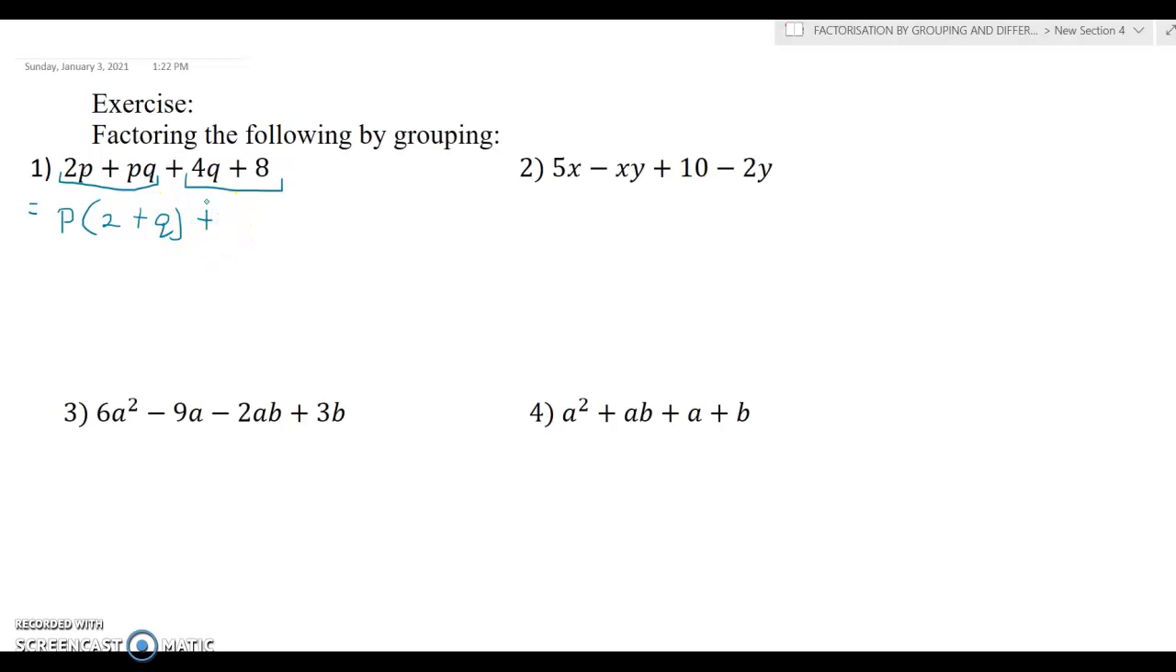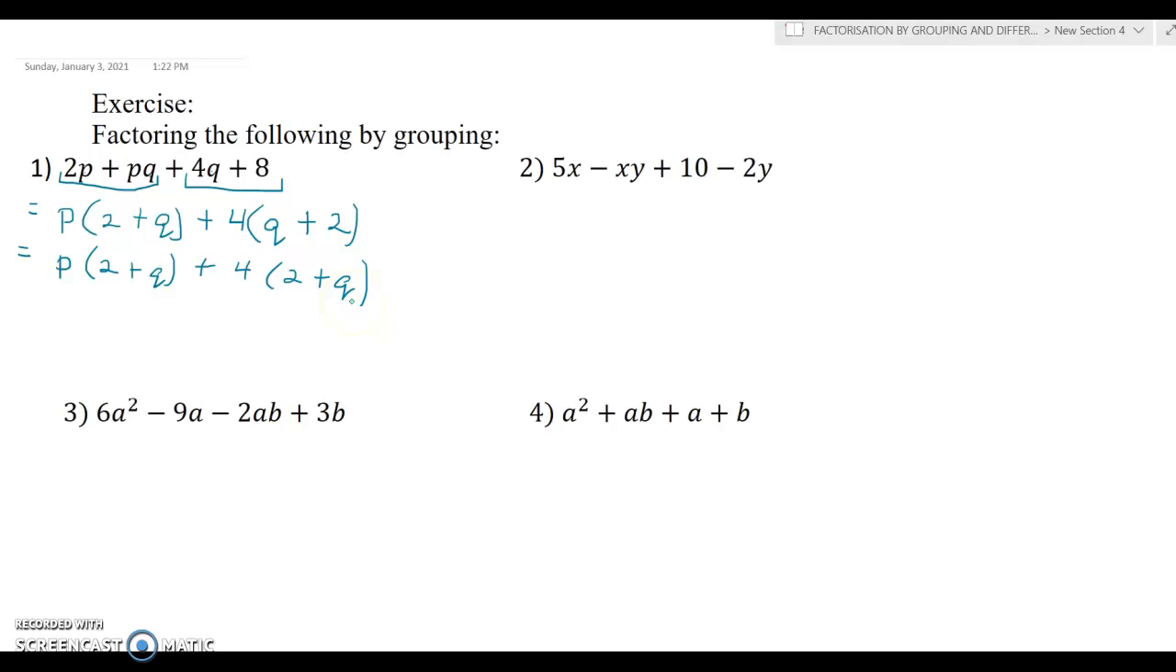We have 4q plus 8. The highest number that can go into both 4 and 8 is 4. So 4 by q will give me back that 4q, plus 4 by 2 will give me back that 8 there. Now, I'm just going to show you something here. p, open brackets, 2 plus q is the same as saying plus 4, open brackets, 2 plus q.